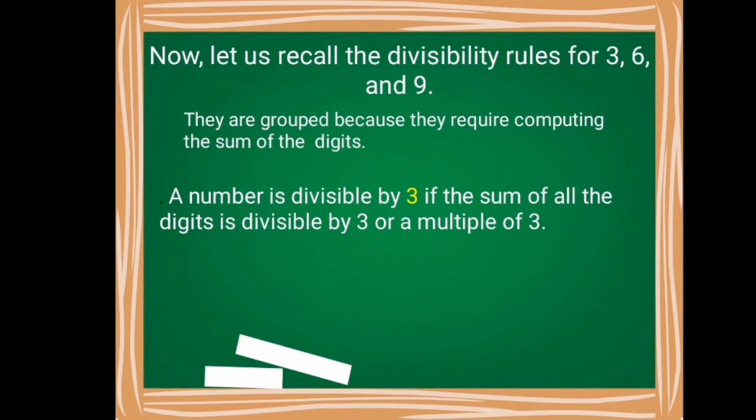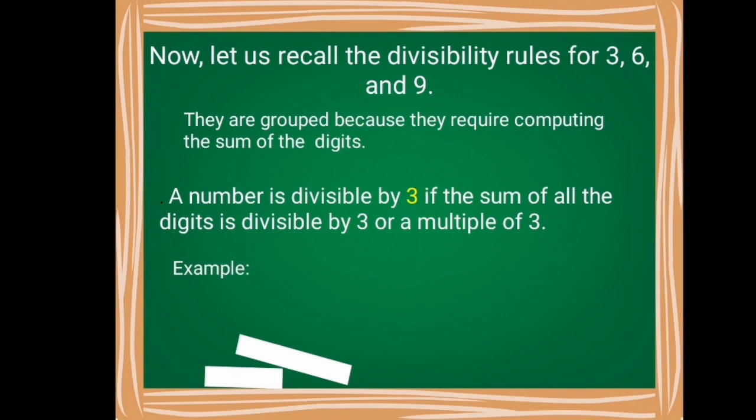Divisible by 3 daw po yan kapag in-add nyo yung mga digits niya at ang nakuha nyong sum ay pwedeng i-divide sa 3, then yung number na yon ay divisible by 3. O kaya naman, kapag ang nakuha nyong sum ay multiples of 3, then yung number na yon ay pwedeng i-divide sa 3. Ano po ba yung mga multiples ng 3? Ito po yung mga skip counts ng 3. 3, 6, 9, and so on.